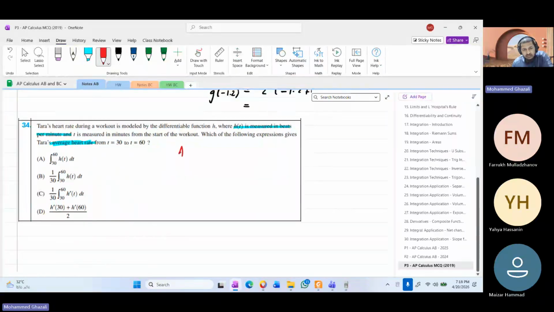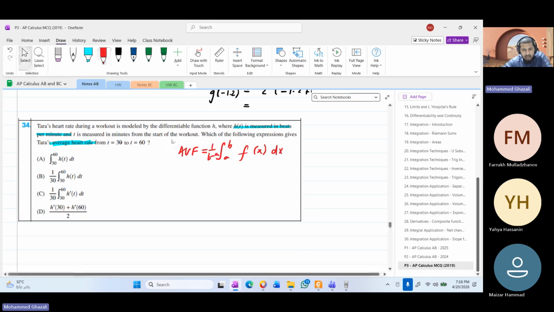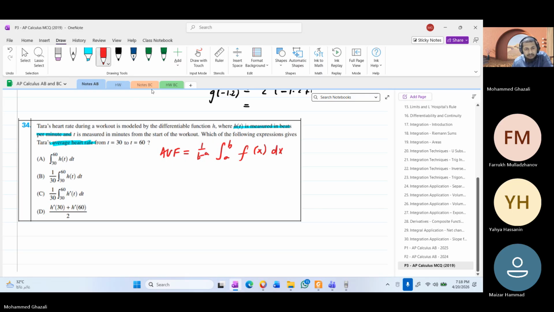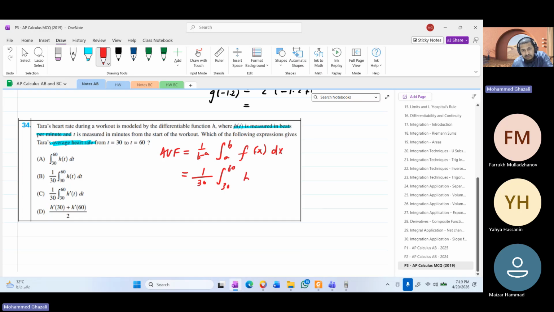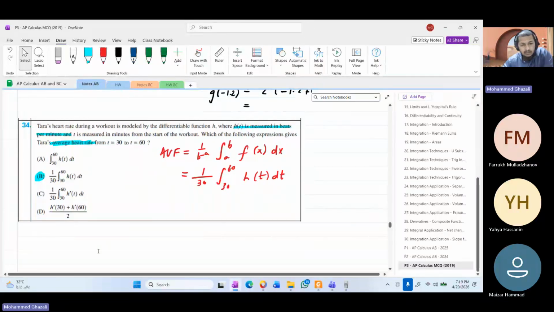So we're looking for the average value of a function, all right? Average value of a function is 1 over b minus a times the integral from a to b of f of x dx. Don't forget the 1 over b minus a. You already have h of t as the function, and a and b are from 30 to 60. So that's going to be 1 over 60 minus 30, which is 30, times the integral from 30 to 60 of h of t dt. Which one is the answer? B. Spot on. Are we good?